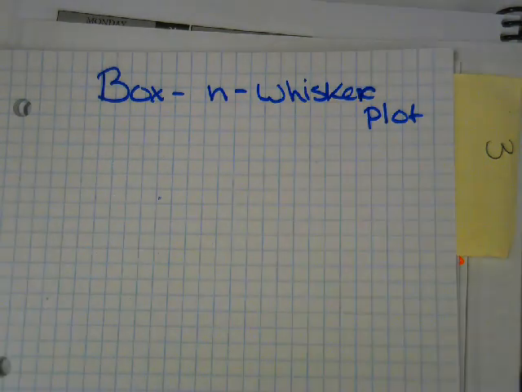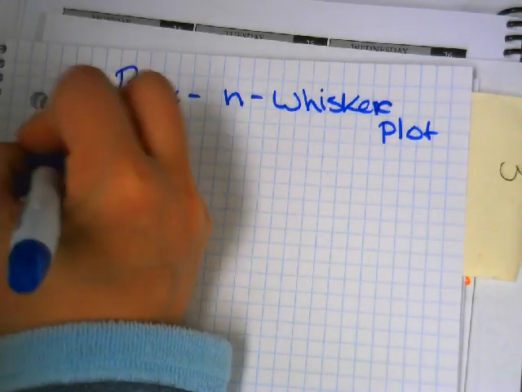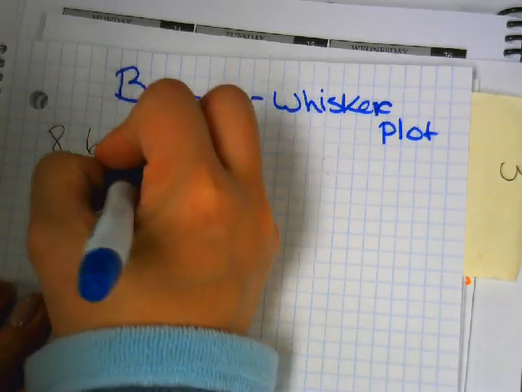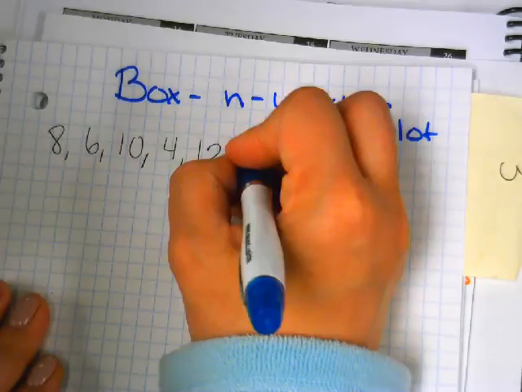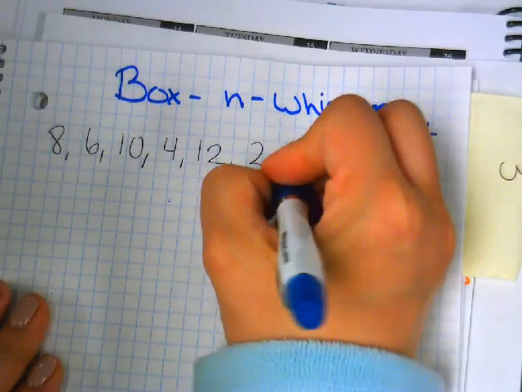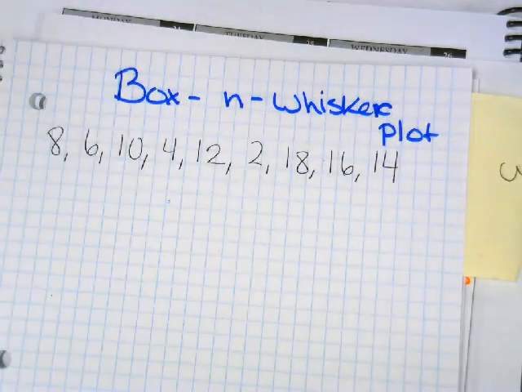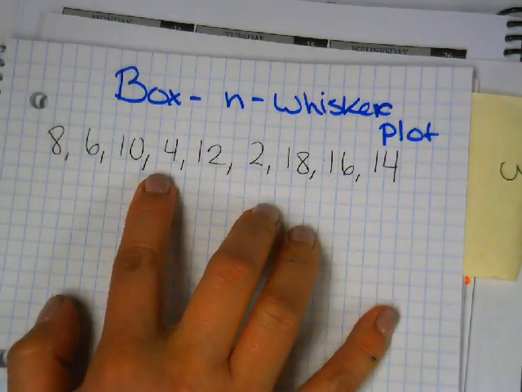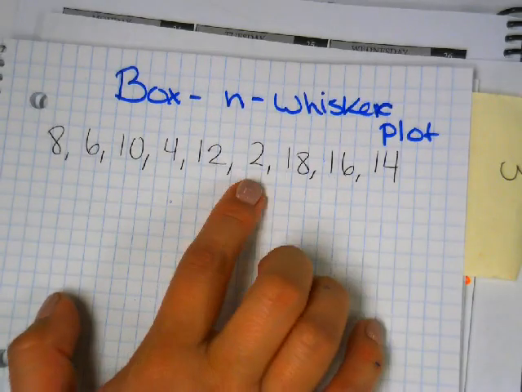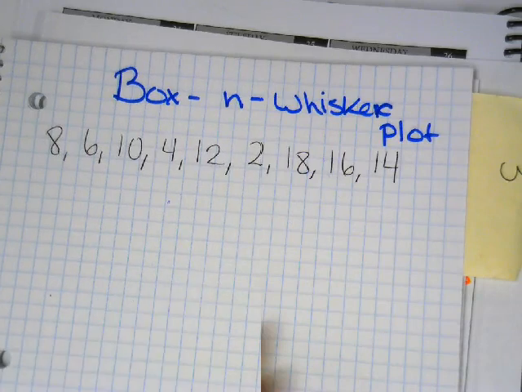All right. So with a box and whisker plot, you are given a list of numbers. So let's write these numbers down. 8, 6, 10, 4, 12, 2, 18, 16, and 14.